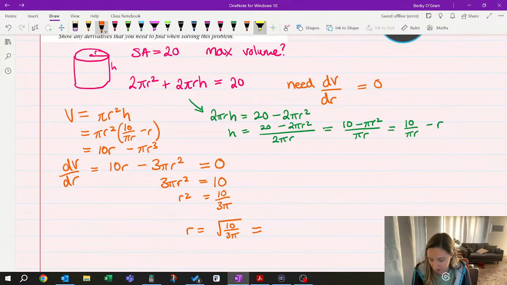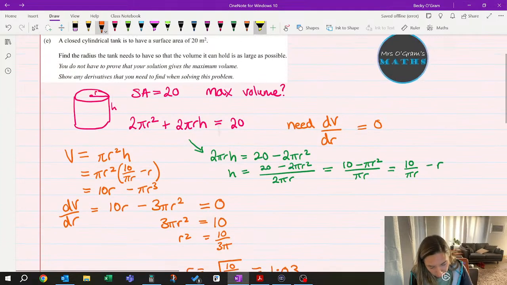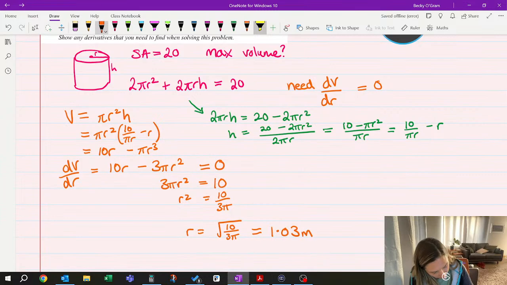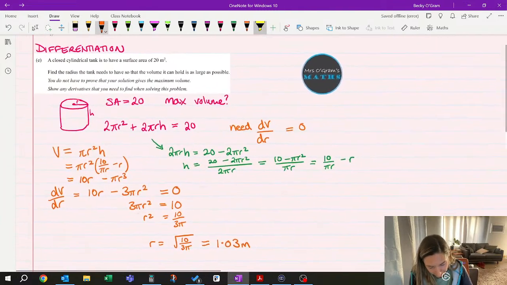And I can't show you the calculator, but that comes to 1.03. And we'll just check the measurements. We're in meters. So we have 1.03 meters.